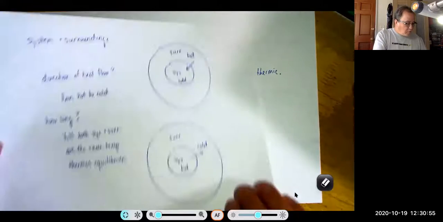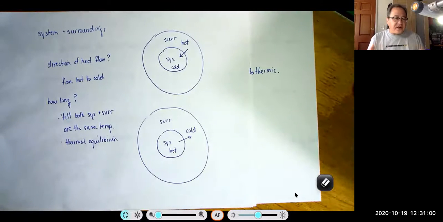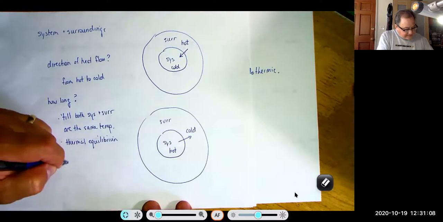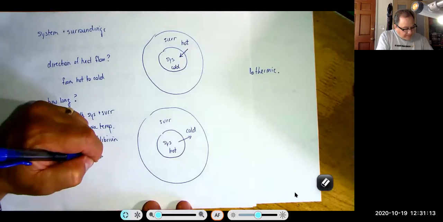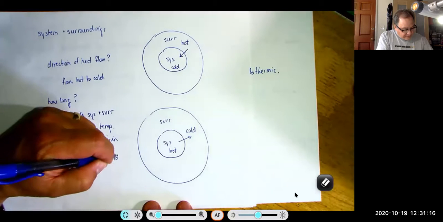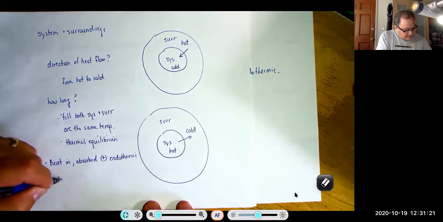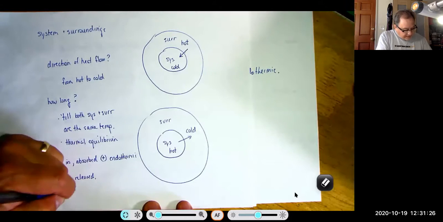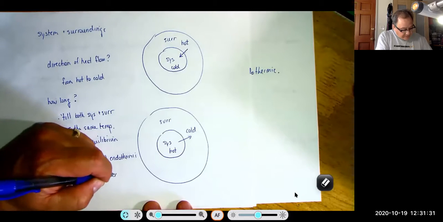Now, we also assign sign to the direction of heat flow. So heat in is absorbed, and we call that positive and endothermic. And heat out is released or produced. I like the word produced. And we call that negative and exothermic.